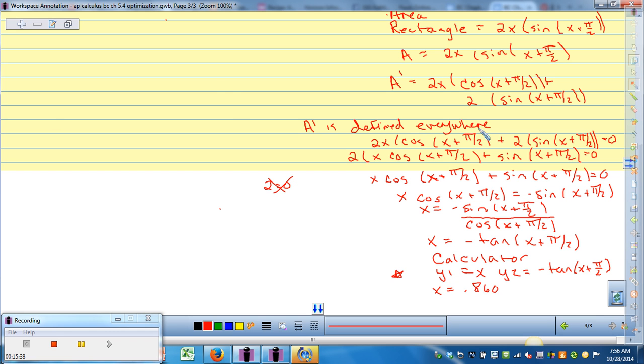All right, well, what if I asked, and I think it was part of the question, the dimensions of the rectangle would be what? How would we find it? The width would be what? This is the x value we found. So it's 2 times that, right? So the width would be 2 times 0.860, which is what? 1.72.